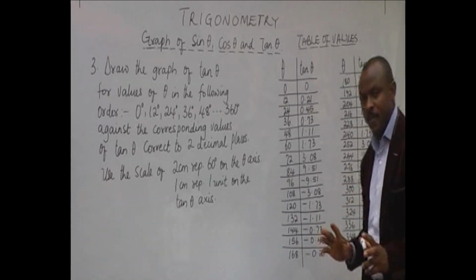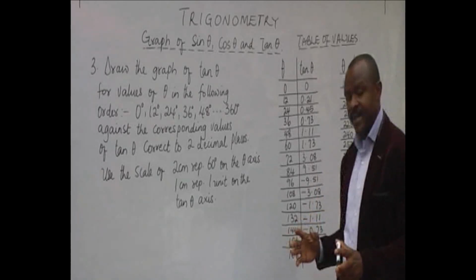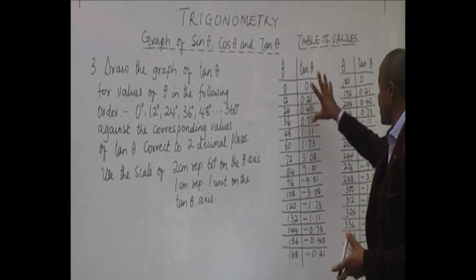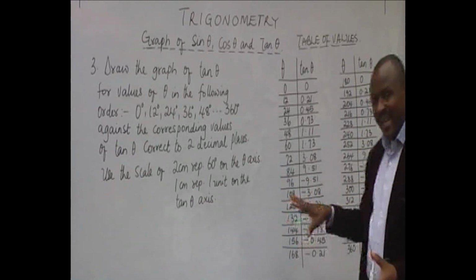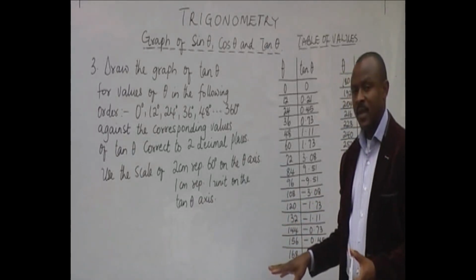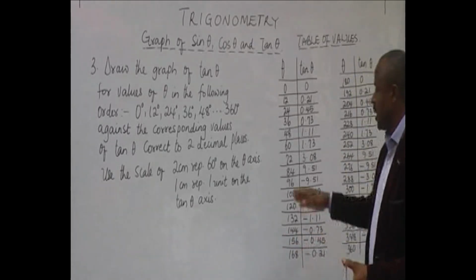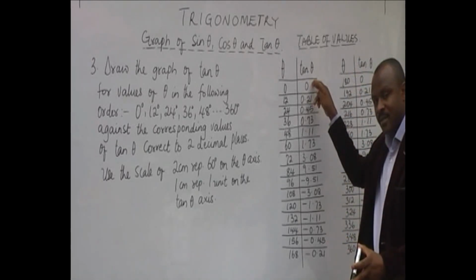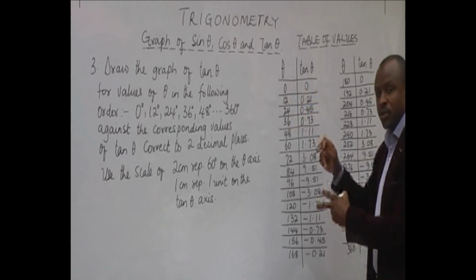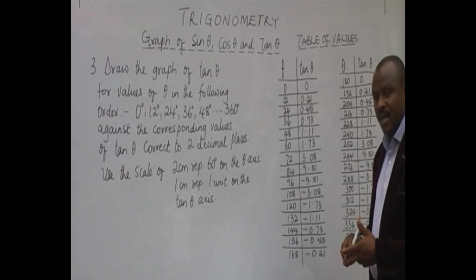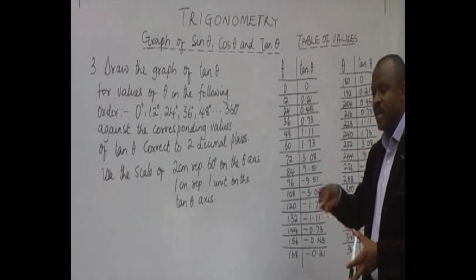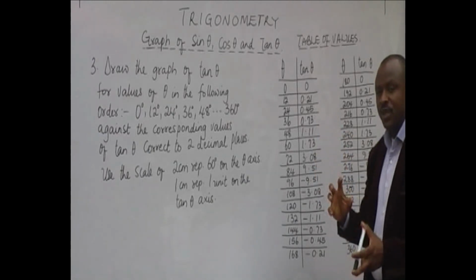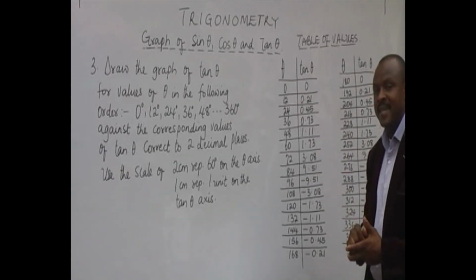So the next item now is for us to copy our table of values inside our graph paper, where we are going to plot the values of tan theta on the vertical axis, which is the y-axis, against the values of theta on the horizontal x-axis. When we do so, we will now join the plotted points and get the shape of the graph of tan theta.